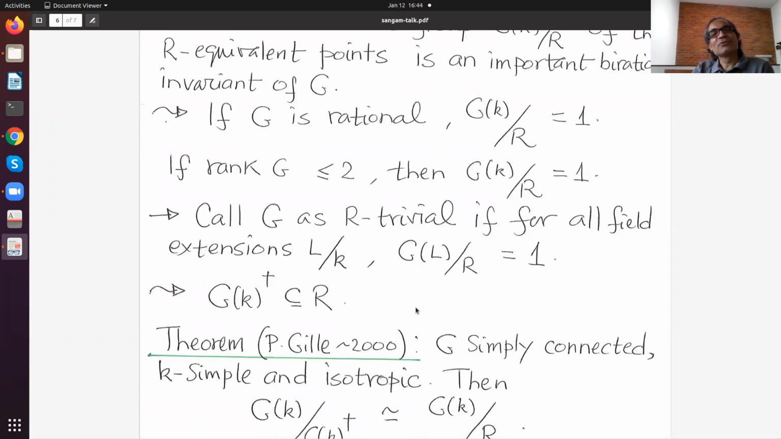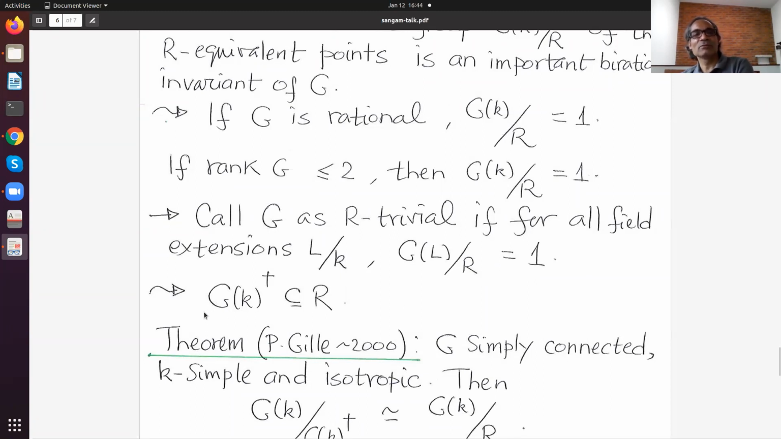So one definition: we say G is R-trivial. So G is a connected algebraic group. I can make this definition for anything. G is R-trivial if for all field extensions L over K, G(L) makes sense, because G is defined over K. That modulo R should be trivial.